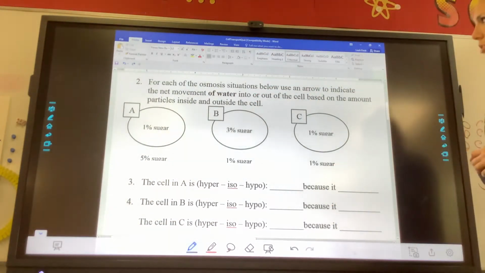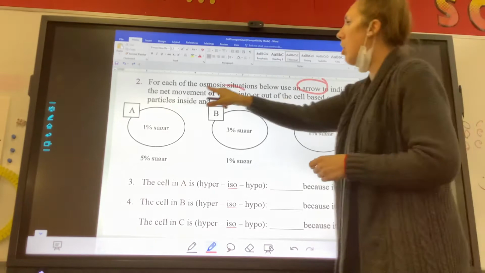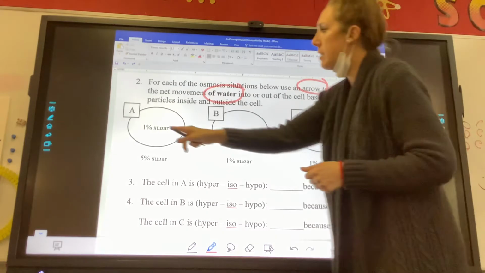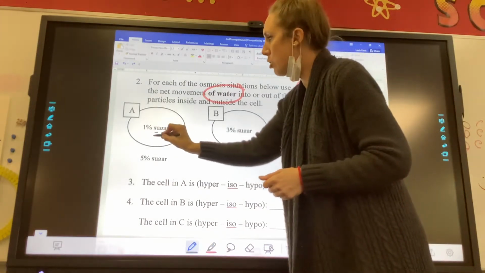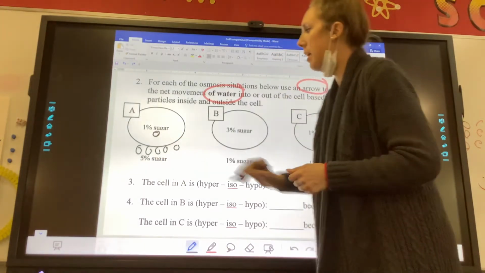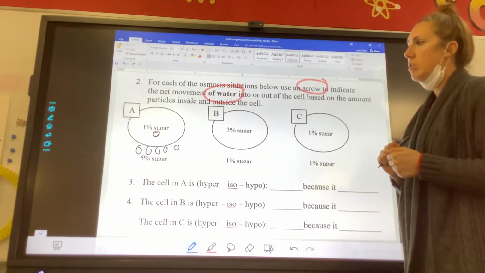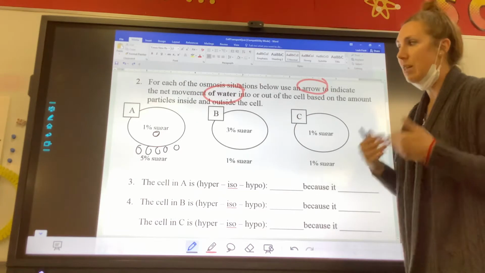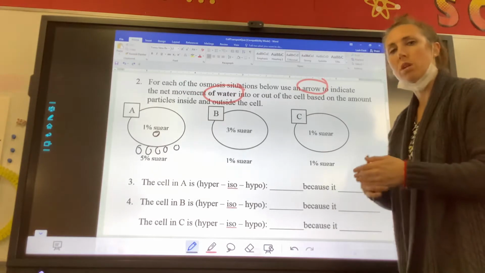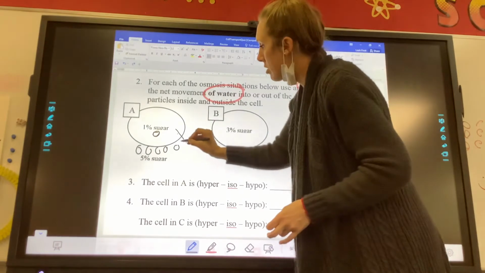For each of the osmosis situations below, use an arrow to indicate the net movement of water. So we are not talking about particles moving, we're talking about water moving. Now, I do tell you it's 1% sugar. That means that there's 1 particle inside, 5% sugar, 5 outside. I already told you the particles are not moving, the water is moving. So water wants to go to the party. It wants to dilute the higher concentrated area so that when you dilute it, it gets closer and closer to the concentration of the less concentrated area. So water goes to the party, water is going to leave the cell.